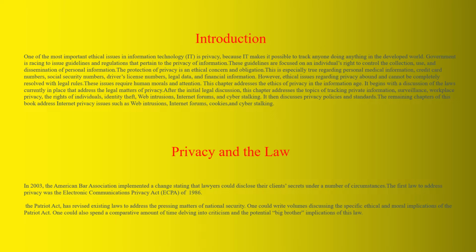In 2003, the American Bar Association implemented a change stating that lawyers could disclose their clients' secrets under a number of circumstances. The first law to address privacy was the Electronic Communications Privacy Act (ECPA) of 1986. The Patriot Act has revised existing laws to address the pressing matters of national security. One could write volumes discussing the specific ethical and moral implications of the Patriot Act. One could also spend a comparable amount of time delving into criticism and the potential Big Brother implications of this law.